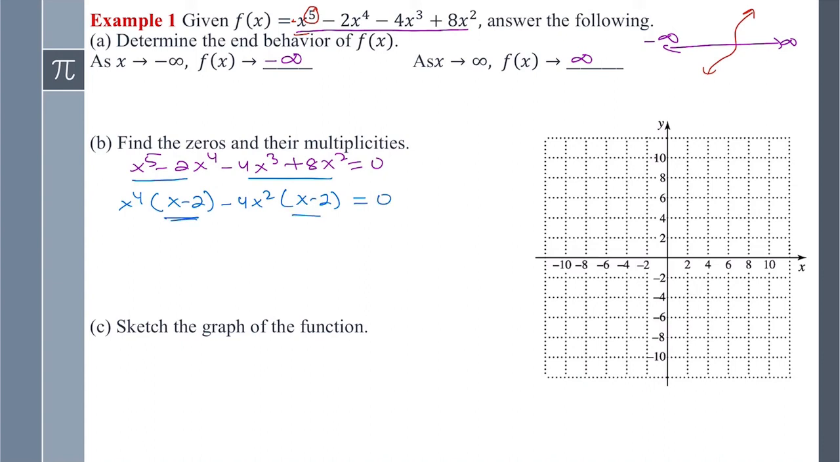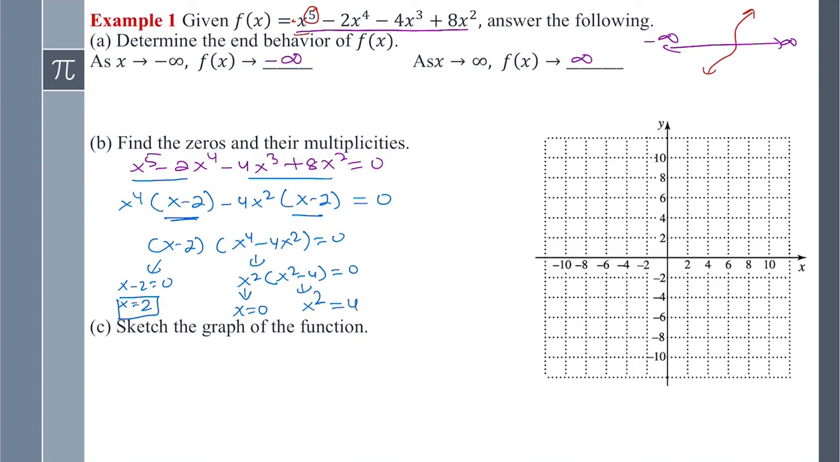Now the common factor is x minus 2, so we'll factor out x minus 2, and then we have x to the fourth minus 4x squared equals 0. From here we get x minus 2 equals 0, which gives us x equals 2. So this is one of the zeros. Now from the other factor we can factor out x squared, and we get x squared times x squared minus 4 equals 0. From x squared equals 0, we get x equals 0. Here we get x squared equals 4, and that gives us x equals positive or negative 2.